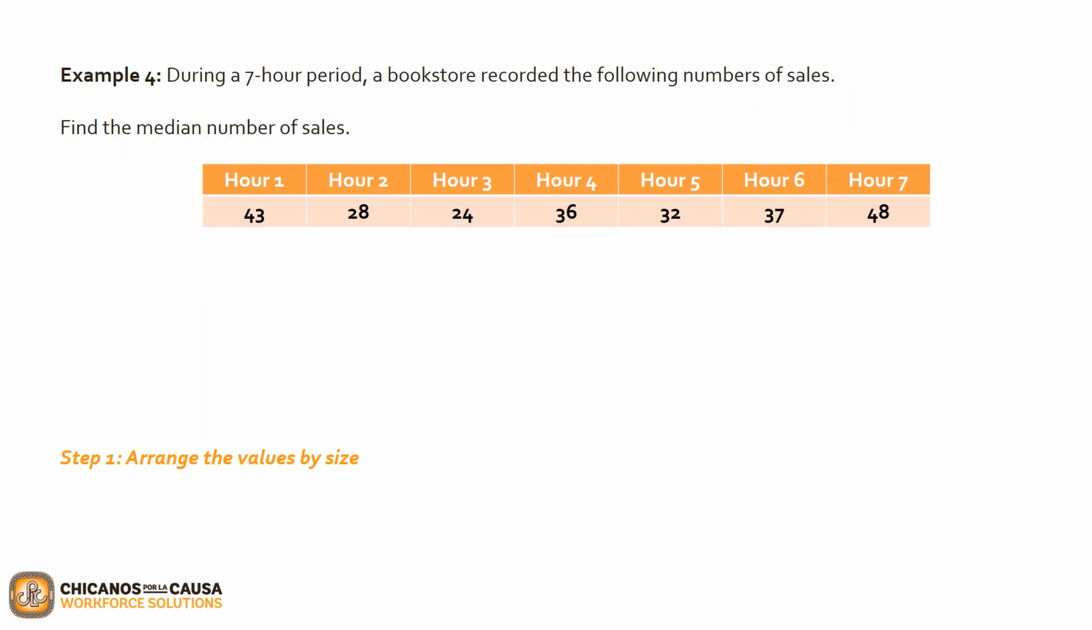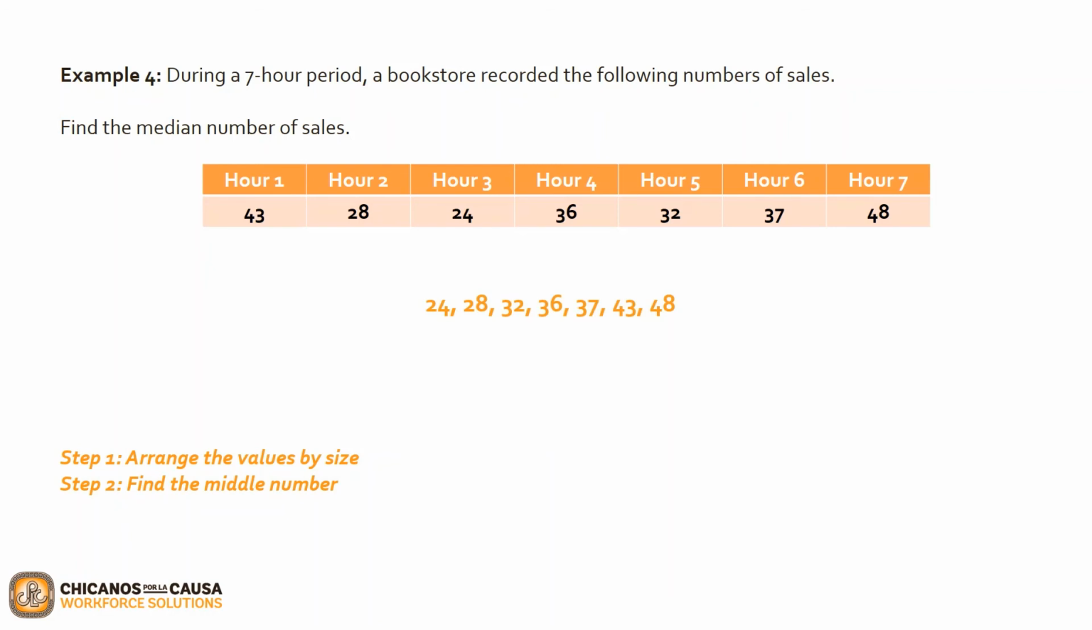What that means for this particular example is that we're going to take all of this information, the 43, 28, 24, 36, 32, 37, and 48, and arrange those by size, from smallest number to largest number. Once we have arranged them in the order we want, we follow step 2 and find the middle number in that entire set.